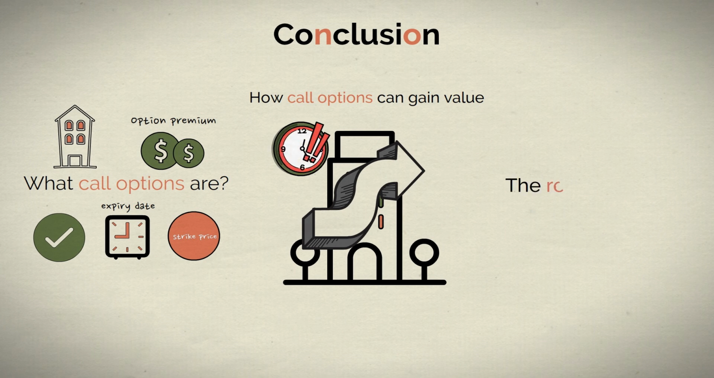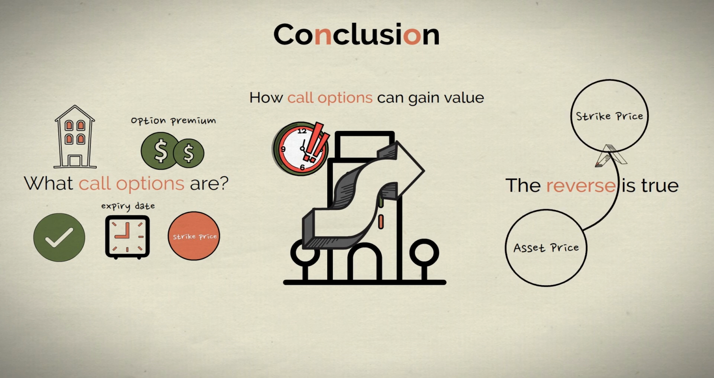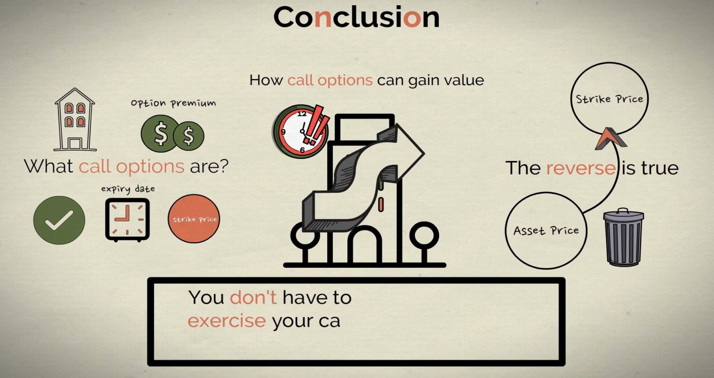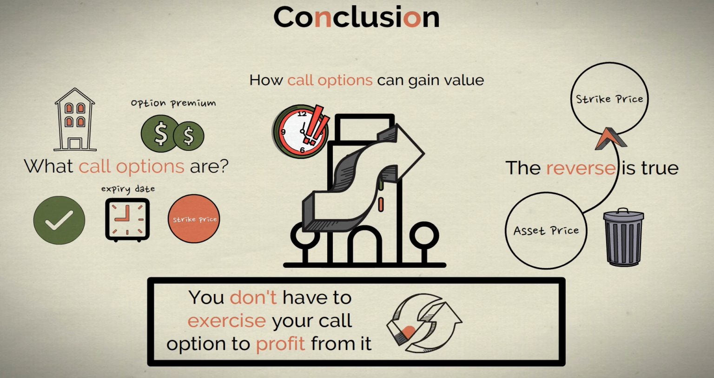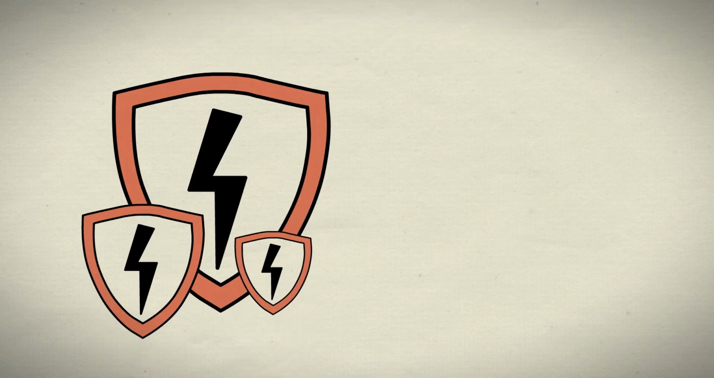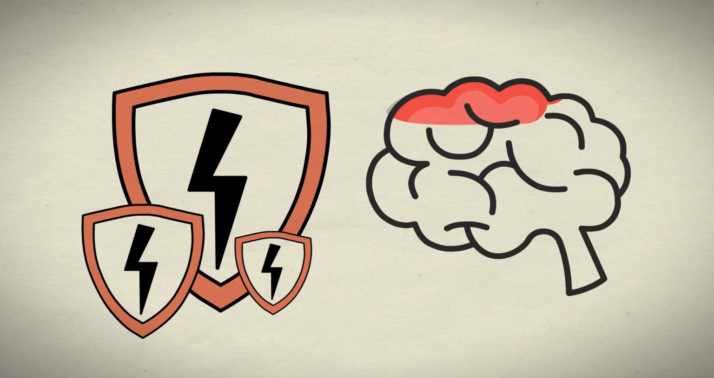You also learned the reverse is true, that options with strike prices above their asset prices become worthless, particularly when they're about to expire. It should be clear that you don't have to exercise your call option to profit from it either. They can typically be sold to realize the same profit return. Finally, it's important to remember that options trading carries risk, so please do your own due diligence.